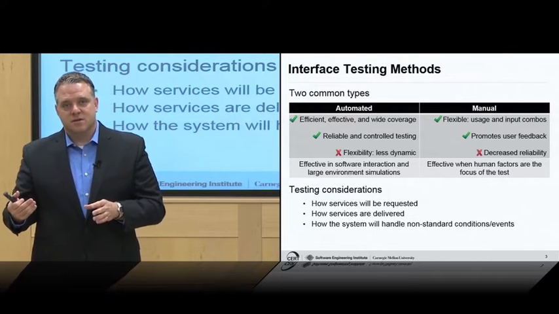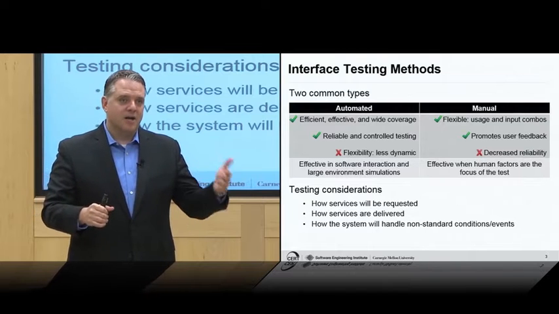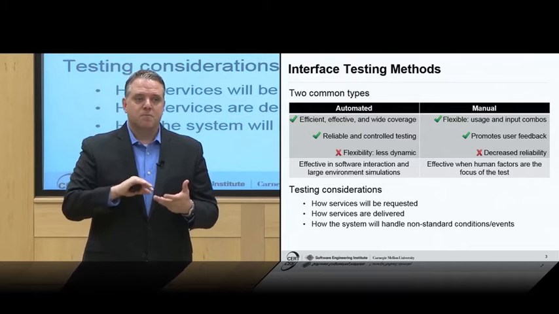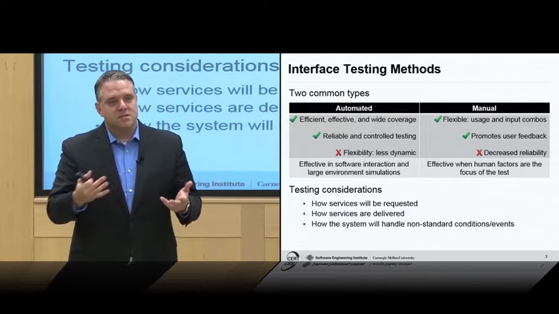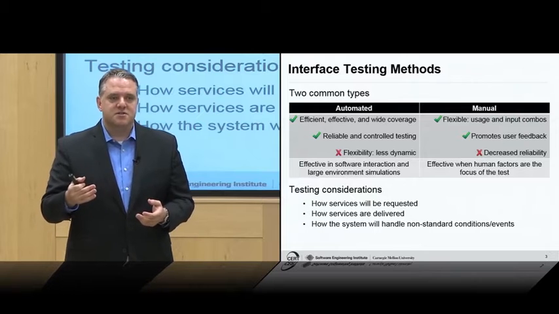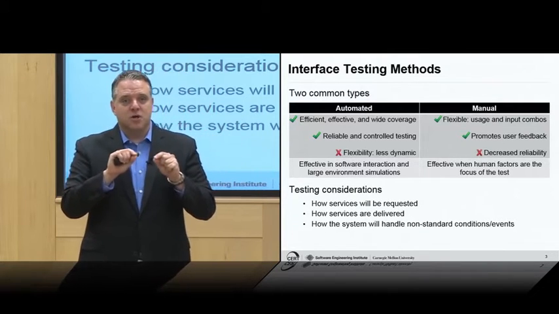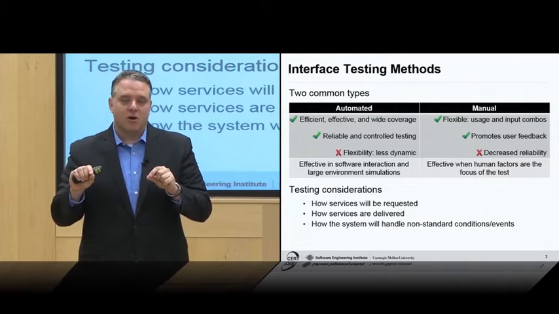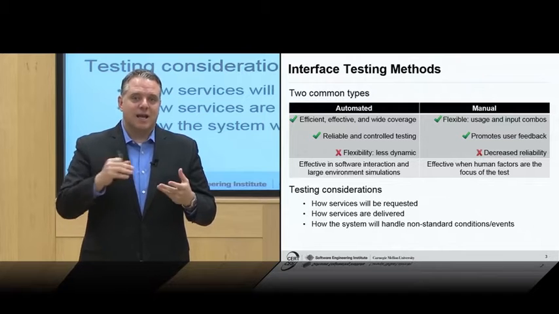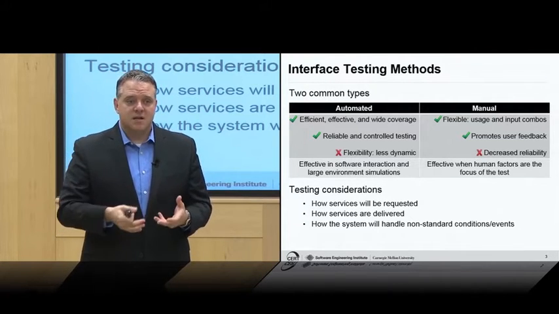That's why there's a notion that maybe you ought to do both types of testing. So combine automated testing with manual testing to make sure that you get both perspectives. From a consideration standpoint, you really want to look at how services are requested and delivered. In other words, how individual components within the application are requested, how data gets delivered, and does that actually work? Does it work the way that the program is intended to?